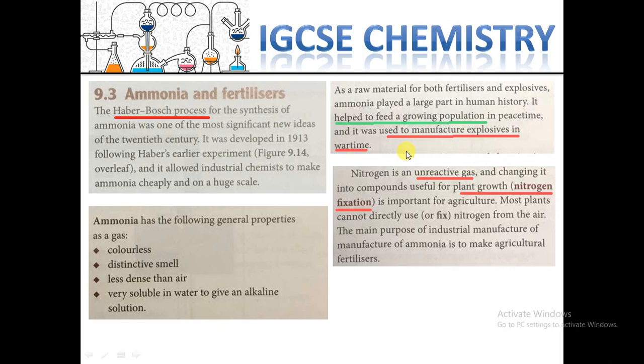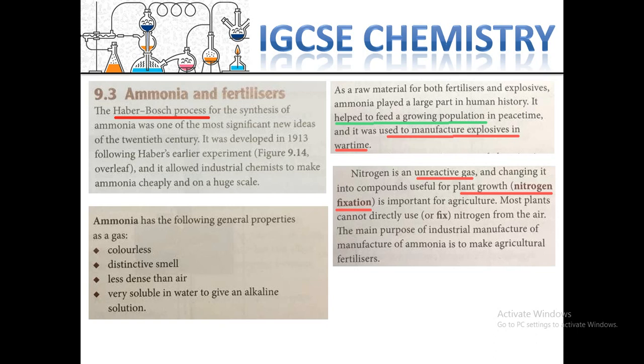On the other side, in wartime, ammonia was used for producing explosives, some TNT, for exploding during the war. So there is a good side and a bad side, but today we are going to focus on the good side application of ammonia, which can be used as a fertilizer.